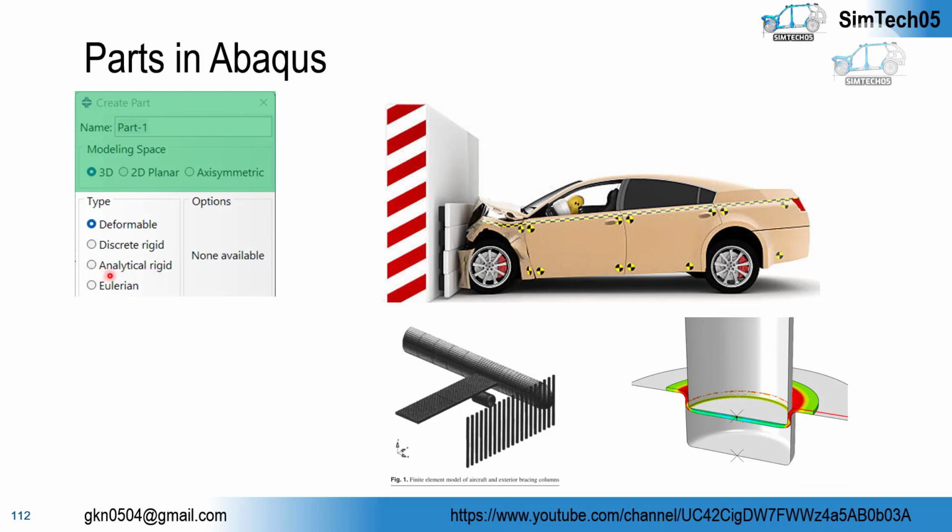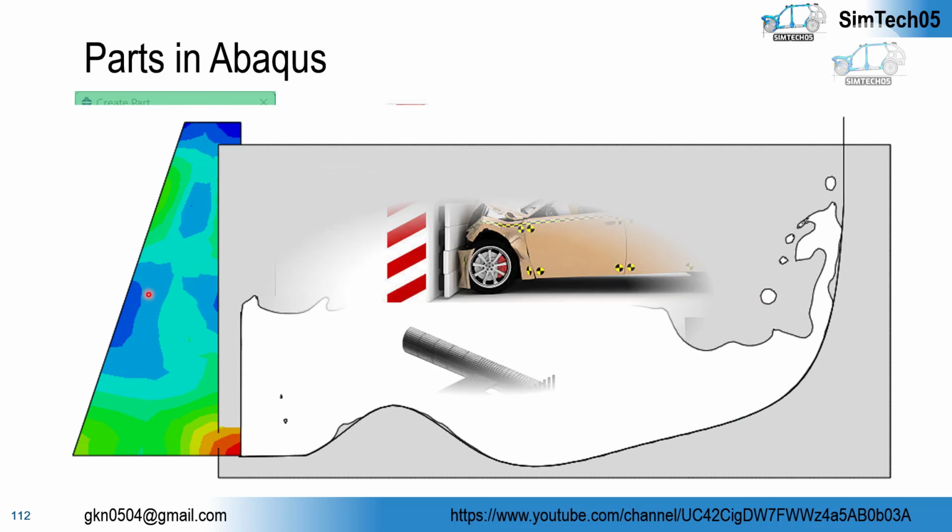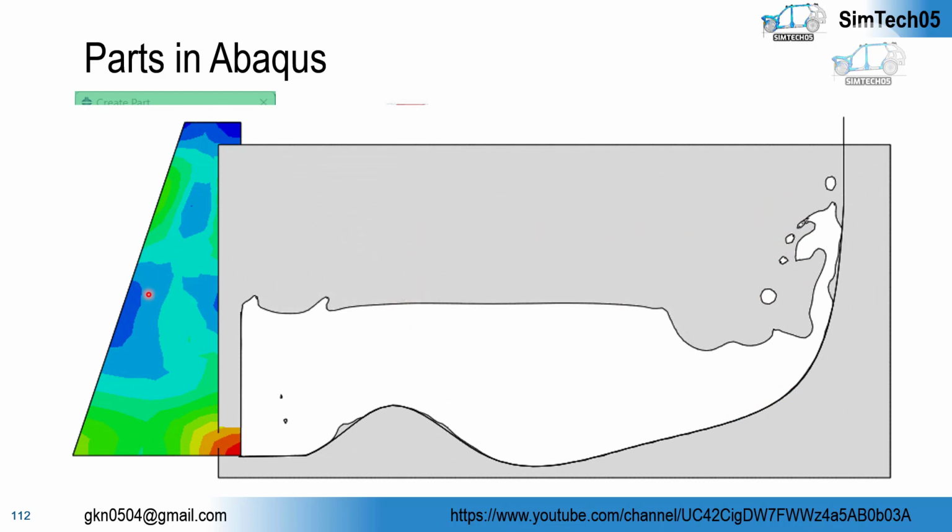Okay, so many times people do not even utilize the analytical rigid, they utilize discrete rigid only. And lastly is the Eulerian domain. The Eulerian domain is something in which material flow can take place. Of course, that is quite a different topic, and I already discussed that in my few video lectures. So I will not discuss much in detail here.